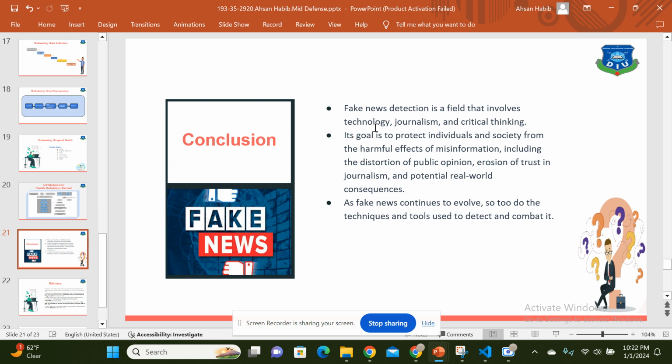The conclusion: fake news detection is a field of technology, journalism, and critical thinking. And fake news continues to evolve, so we need techniques and tools to detect and combat it.